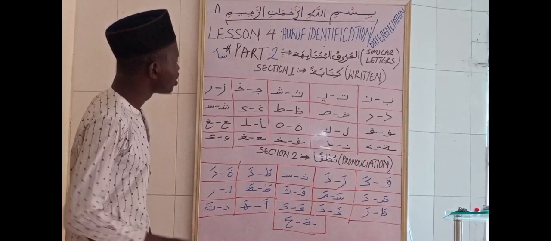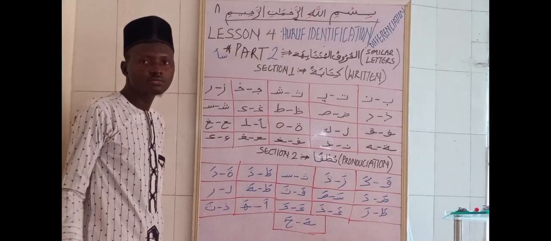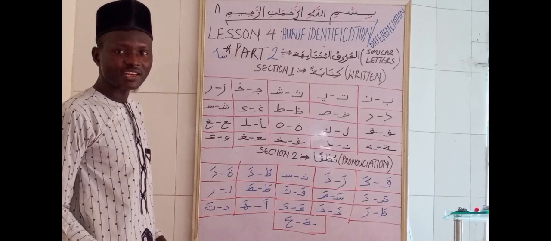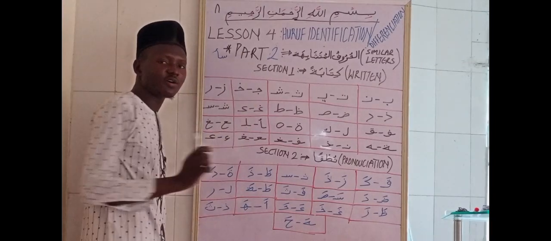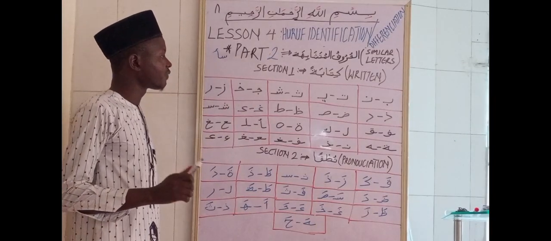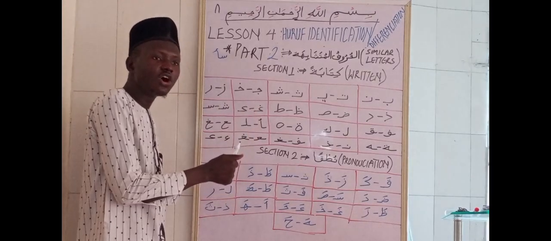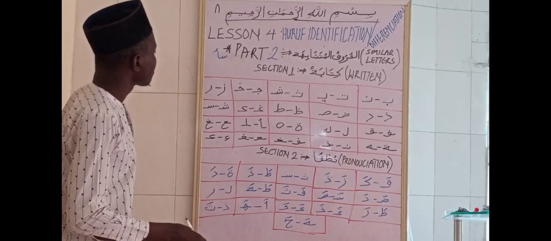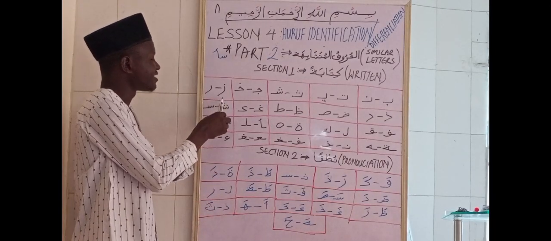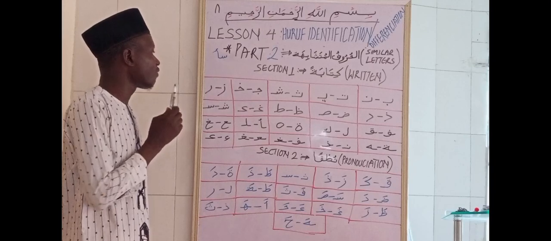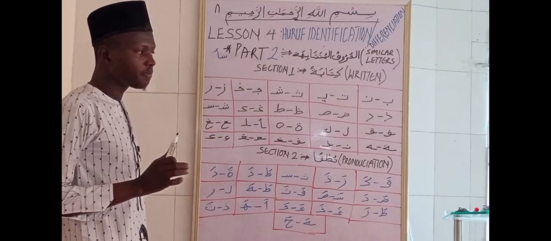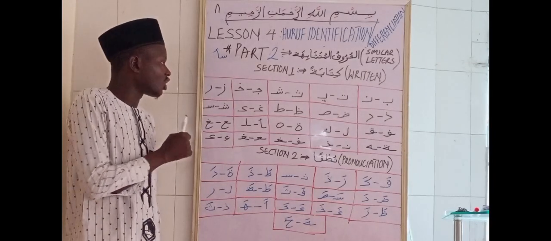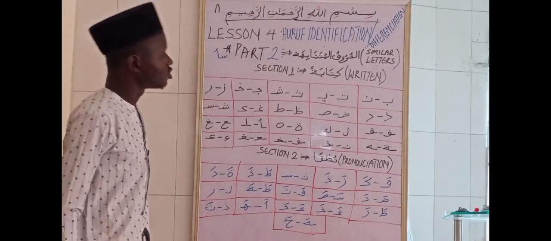Okay, now jim and ha, the same shape, the same number of dots. The only thing that differentiates them is the position of the dot. For jim, it is below. For ha, it is above. Okay. Another one is zain and ra. Zain and ra, they have the same shape. So zain has a single dot at the top, while ra has no dots.